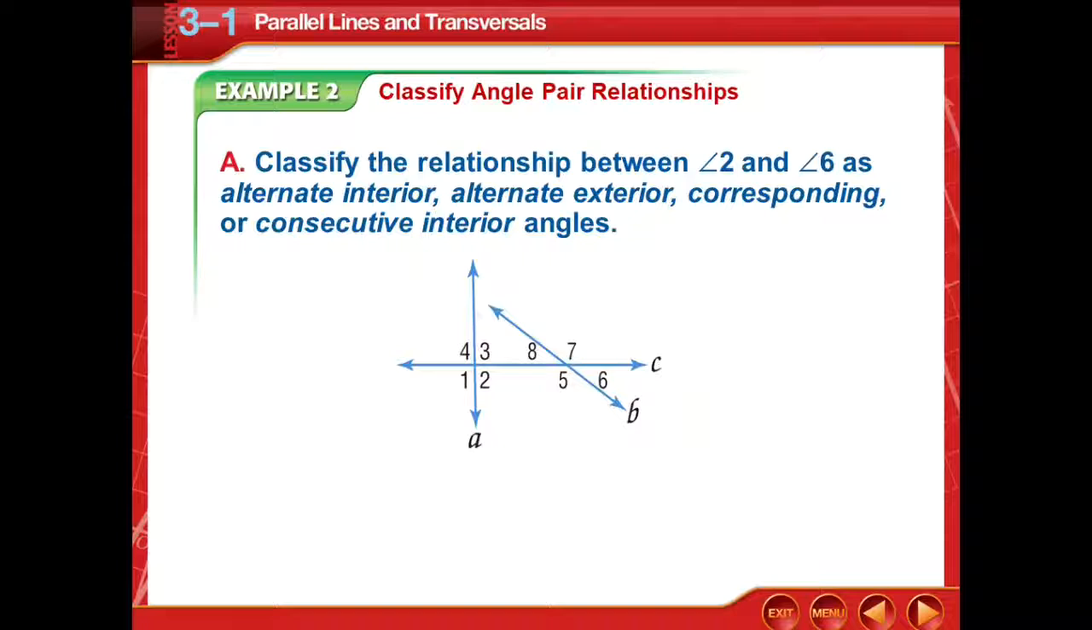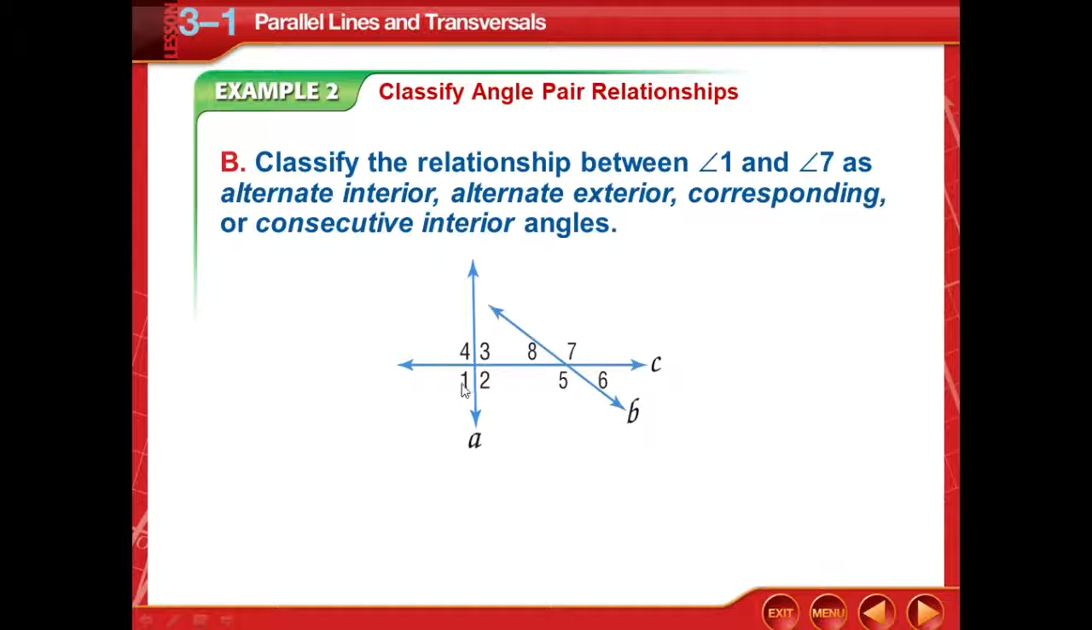We want to classify the relationship between angle 2 and angle 6 as alternate interior, alternate exterior, corresponding, or consecutive interior. If we look at our picture, angle 2 is here and angle 6 is here. Well, 2 is on the interior of A and B, and 6 is on the exterior. That means that they are corresponding angles because one is on the interior, one is on the exterior, and they are in the same basic location.